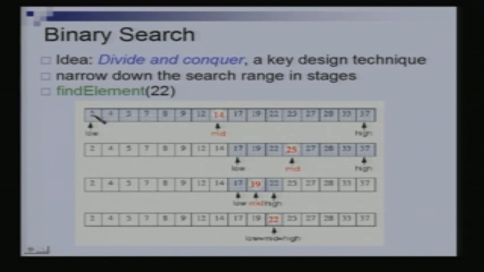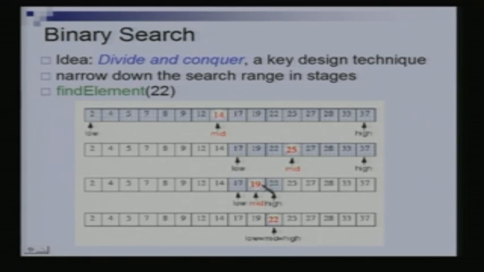Initially we had to search for the element in this entire array, but after looking at 14 we have figured out that we should now search for the element only in this part of the array. So, now we are searching for 22 in this part of the array. Once again we repeat the same thing: go to the middle element and compare 22 with it. 22 is less than this middle element, which means that 22 has to be to the left of this, so now we are searching for 22 in this part of the array.